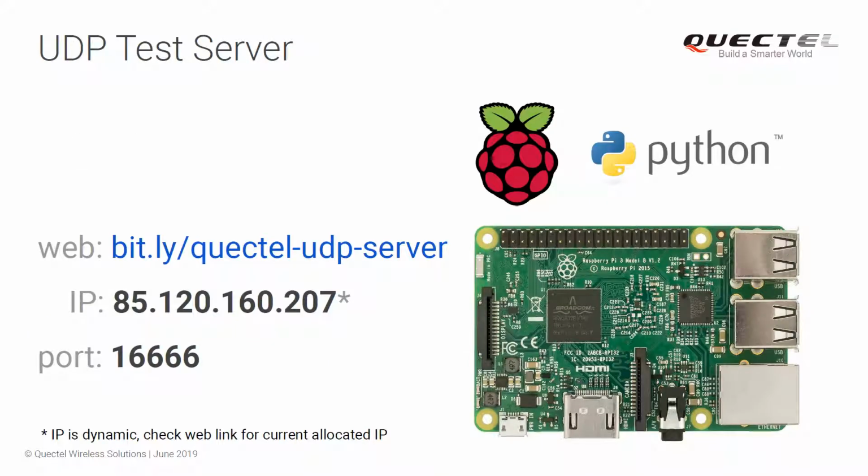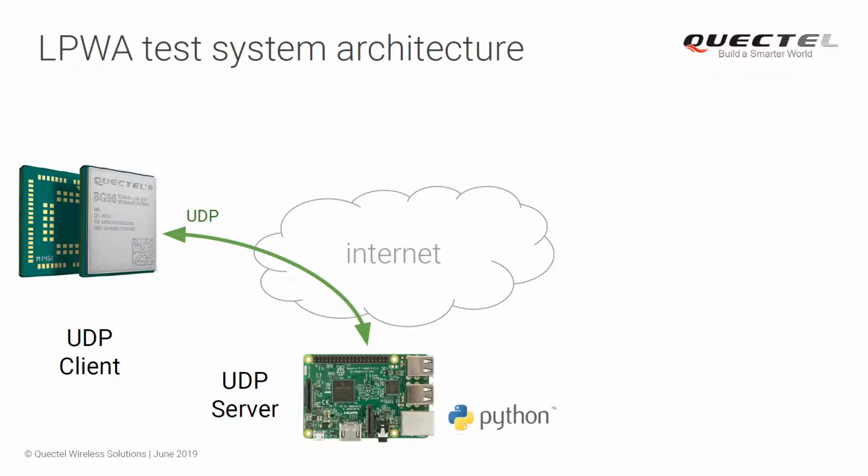And for the UDP server, we'll use one that is in my office, running on Raspberry Pi. It has this fixed IP and is listening on this port. So this is the test architecture. Module sends UDP data to the server, server replies back. This is how we test that UDP works.